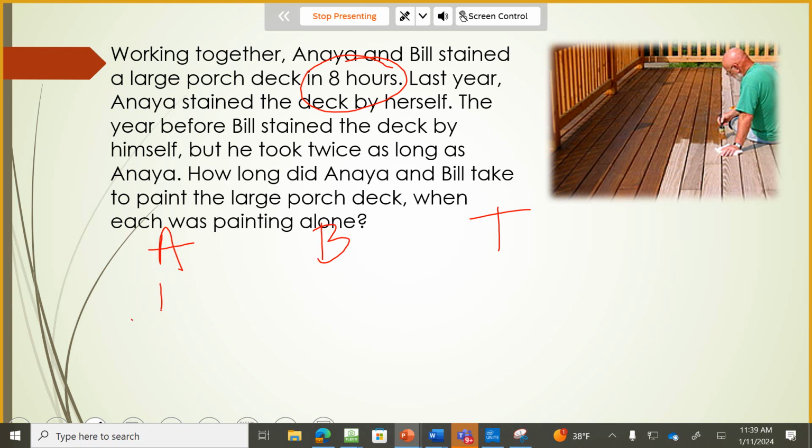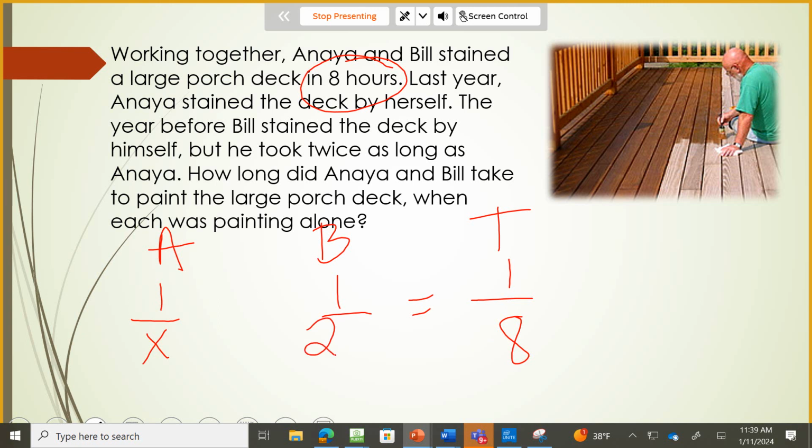So we have one task for each. We know together they can do it in 8 hours. Now, what do we know about Bill? It takes him twice as long. So I'm going to put down an X for Anaya and 2X for Bill. And then I always suggest you just come up with some arbitrary number to make sense of it. I'll give you an example.